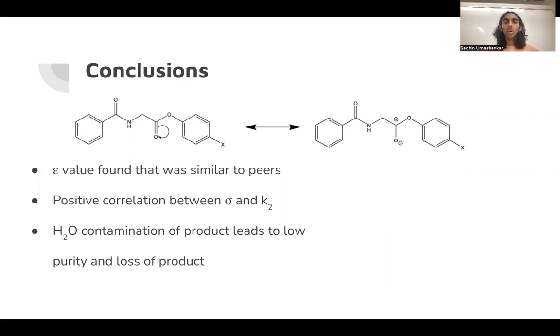Overall, our conclusions were that we did not fulfill the objective of synthesizing 4-chlorophenyl hippurate because we had a mistake and an error. However, we were able to learn from that, which is really good. We also found a positive correlation between sigma and K2, which suggests and confirms the theoretical properties of electron withdrawing groups and electron donating groups. And of course, we learned about H2O contamination and how a two-solvent purification step works.